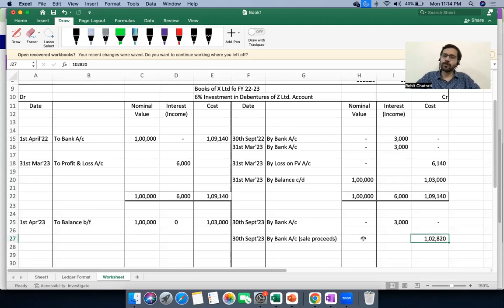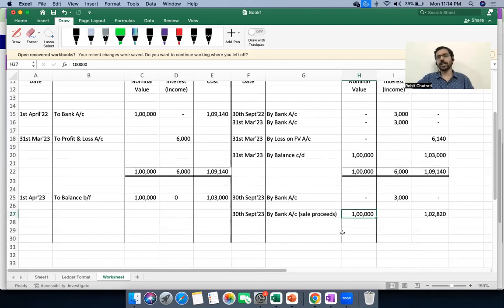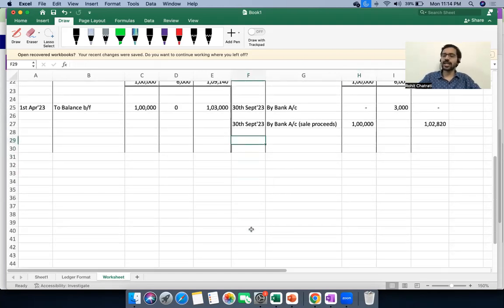And obviously in the nominal value column, I will write down 1 lakh, because I have actually sold debentures whose nominal value is 1 lakh rupees, and therefore I'm crediting the nominal value column also over here. Now, after this, I am going to separately calculate outside what the profit or loss is.